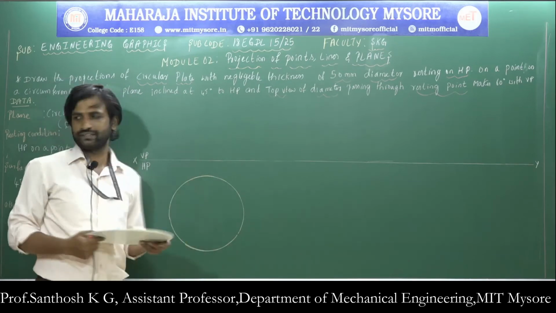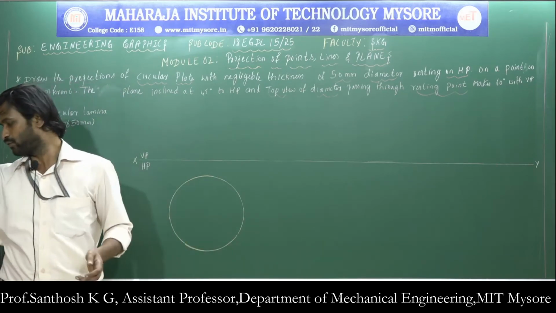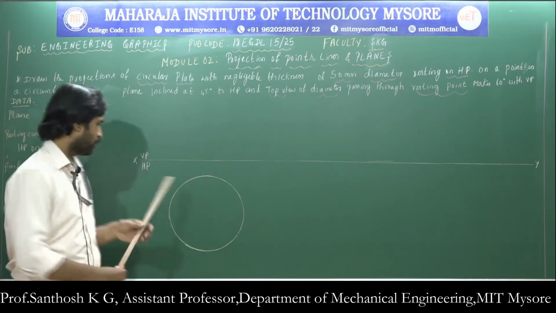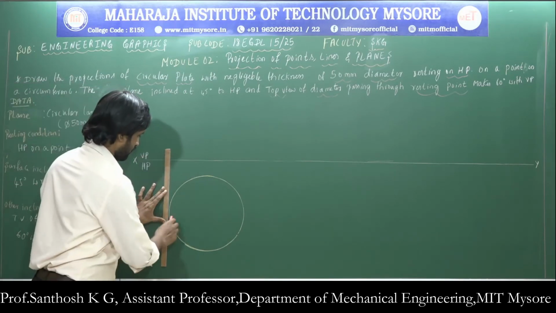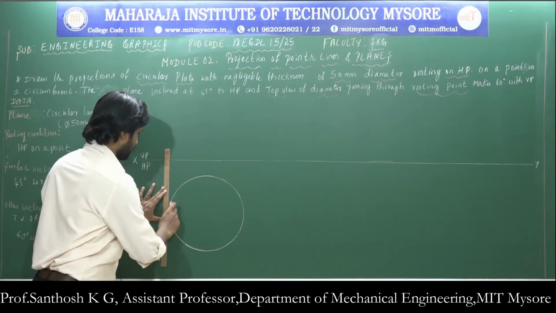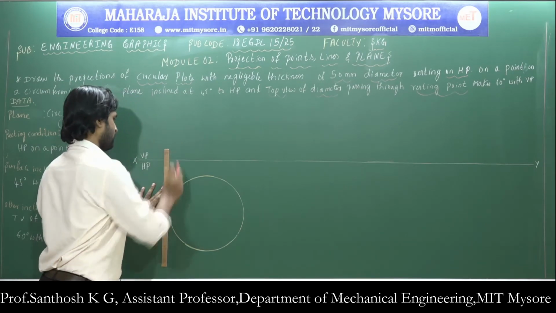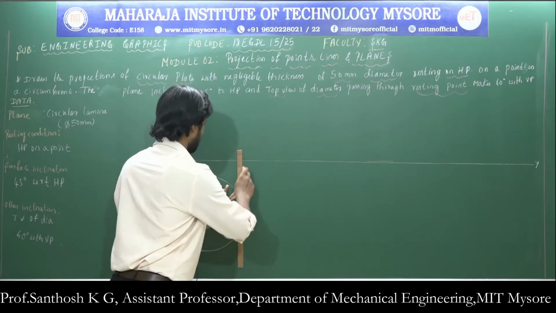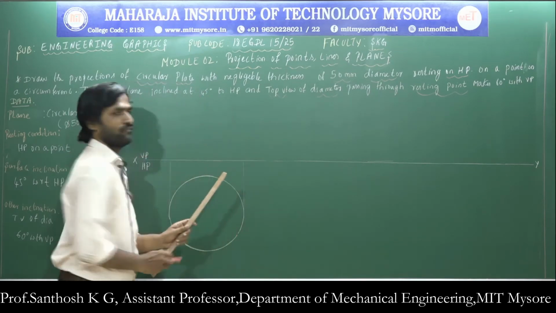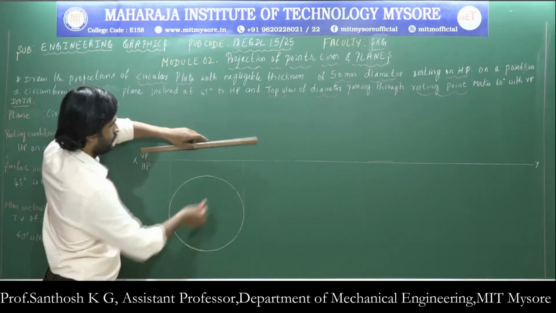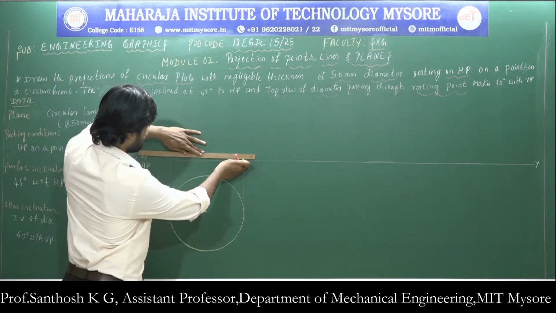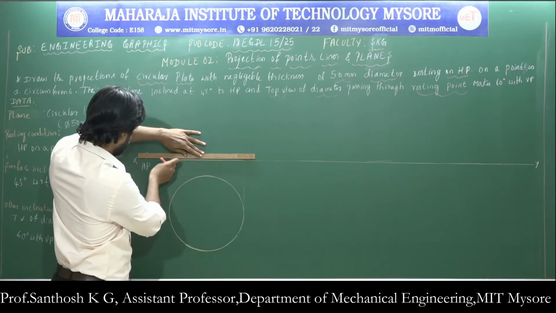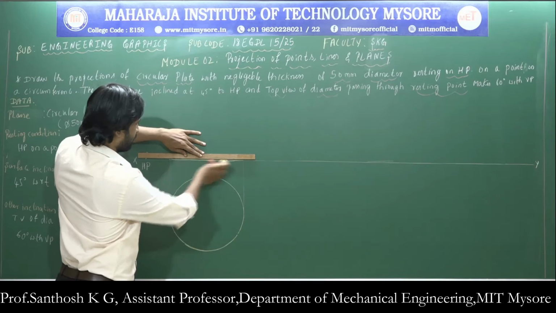So in order to write its front view, what I need to do is I need to project the circumference, the points on the circumference to get its front view. So the front view, it will look like a line.